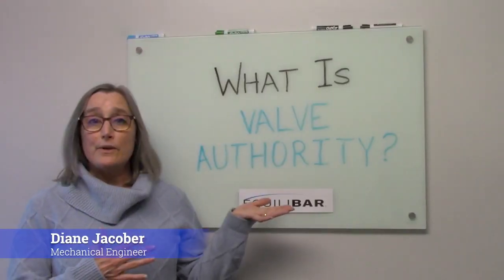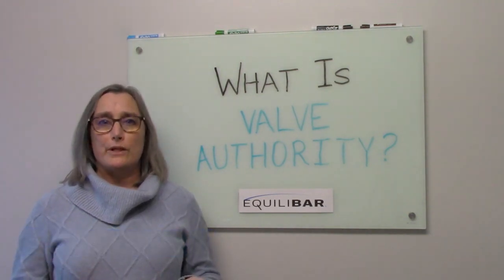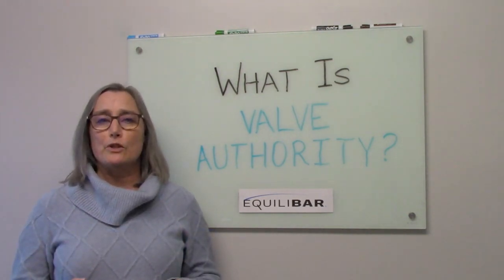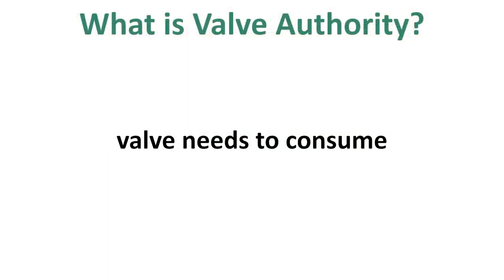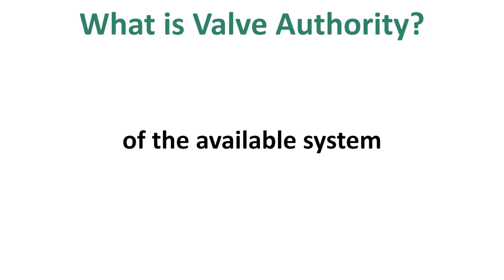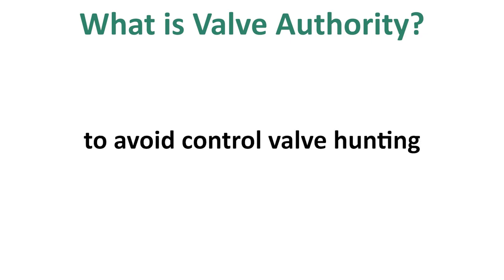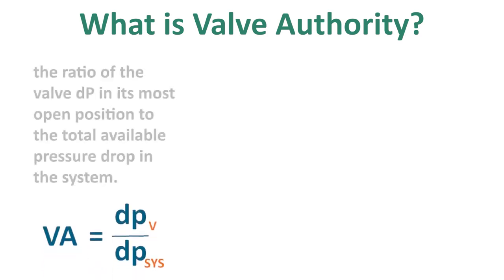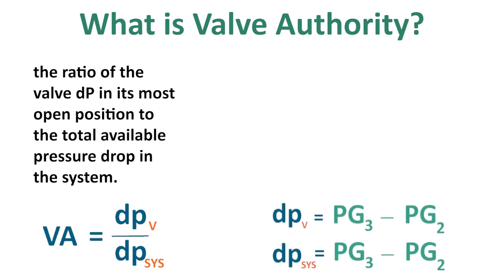What is valve authority? Engineers who size control valves use the term valve authority to avoid selecting a valve that's too large for the application. A common rule of thumb is that the control valve needs to consume at least 25% of the available system pressure drop in its most open position to avoid control valve hunting.